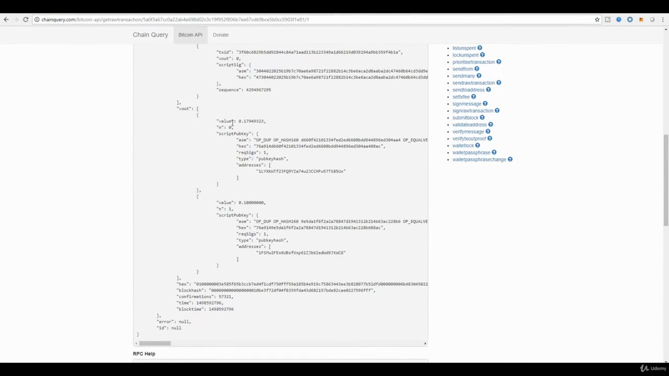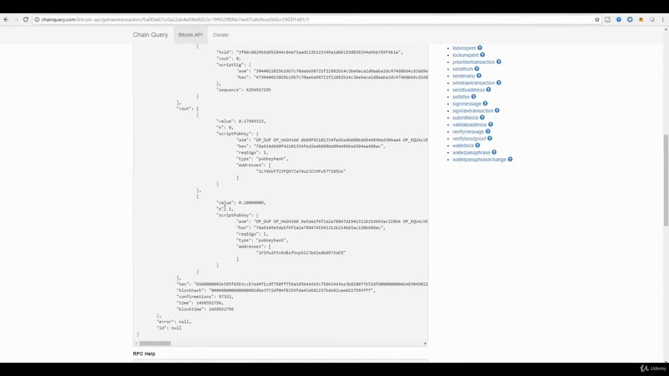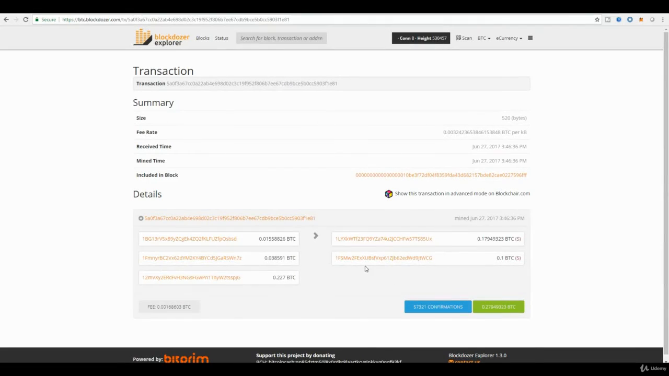The first one is this value of 0.1794933 being sent to 1LYX. You see that it matches this information you see right here. And also, you can see that this second one, which is actually for a total of 0.1 Bitcoins, is being sent to 1FSMW2. You can see it right here, 1FSMW2 for the 0.1 Bitcoins. And that is what a real Bitcoin transaction looks like to the Bitcoin protocol.